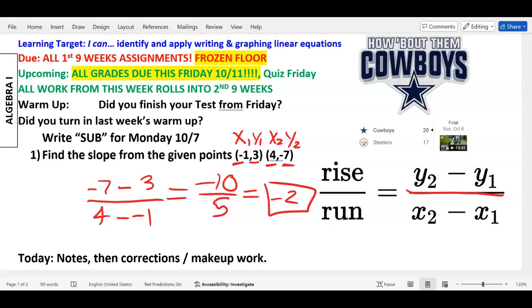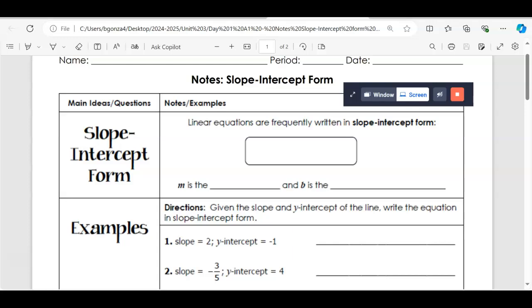Okay, now, notes for today, we're going to try to do these real quick, that way we have time for you to do some corrections. The assignment, you'll have time either today or tomorrow to do. But this is all review from middle school math, honestly. You'll see. Cool. Here we go. Everyone's ready to write?